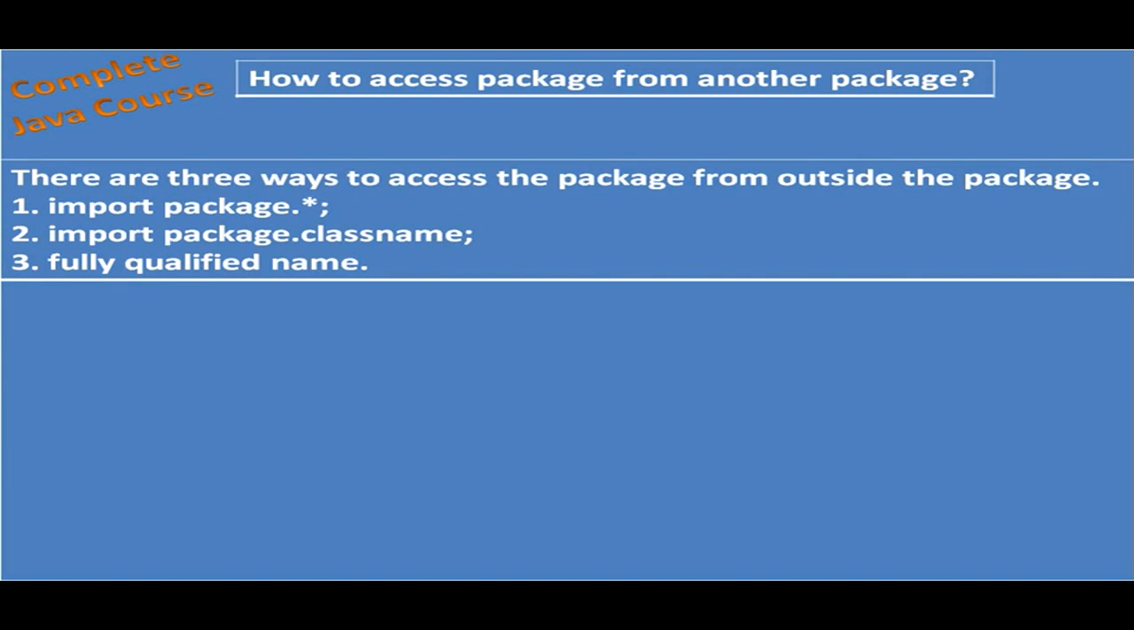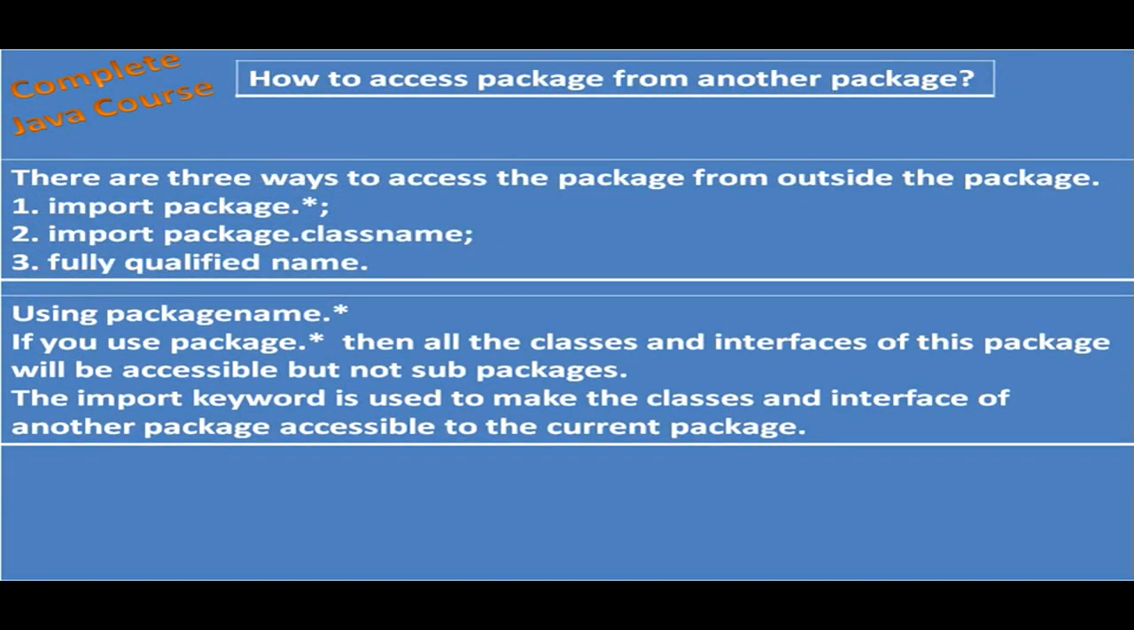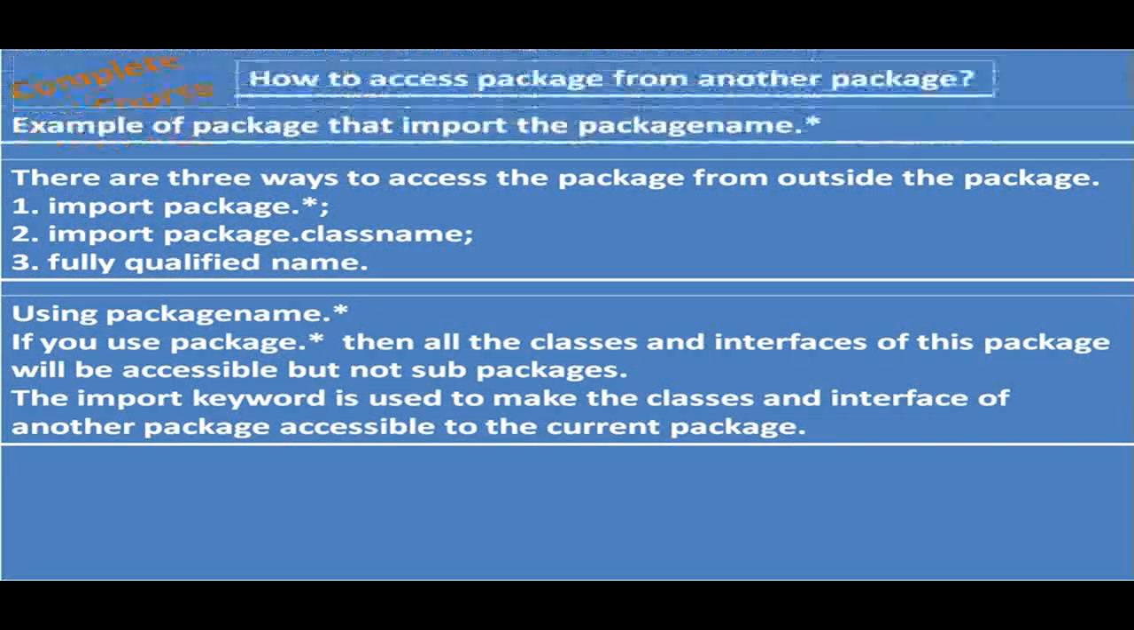There are three ways to access a package from outside the package. Number 1, import package.star. Number 2, import package.className. Number 3, fully qualified name. If you use package.star, then all the classes and interfaces of this package will be accessible, but not sub-packages. The import keyword is used to make the classes and interfaces of another package accessible to the current package.